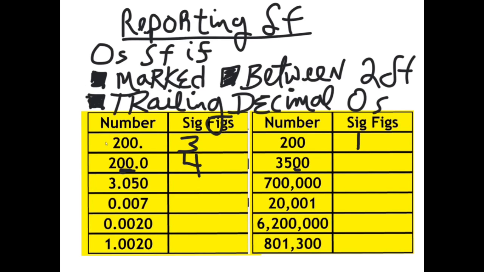3,500. Those 2 zeros trail, but they're not trailing decimal zeros, so here we have 2 significant figures accuracy. 3.050. This 0 is a trailing decimal 0. It is significant. This 0 is between 2 significant figures. It is significant. 4 significant figures. 700,000. Technically, these are trailing zeros, non-decimal, and so only the 7 is significant, 1 significant figure.